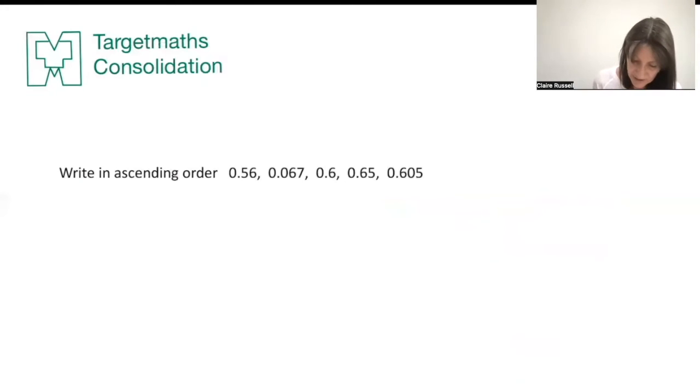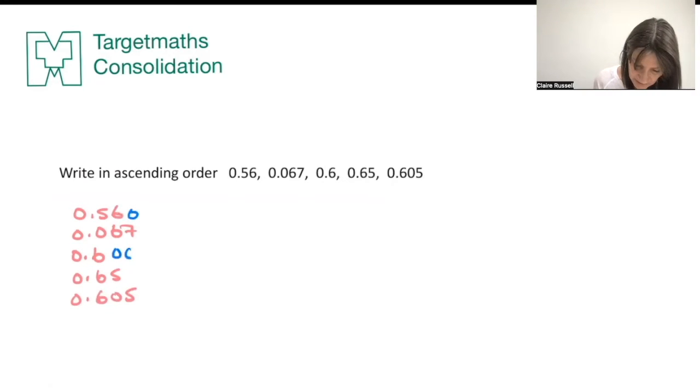Okay, again, I like things in columns. So 0.067, 0.6, 0.65, and then 0.605. Then get all of the decimals so that they are the same. So a slightly different question, I think, to something we've seen before, but an important one.